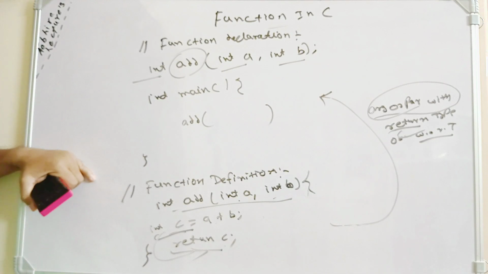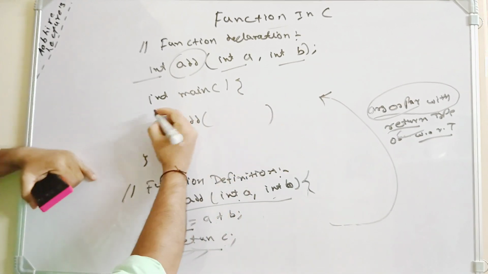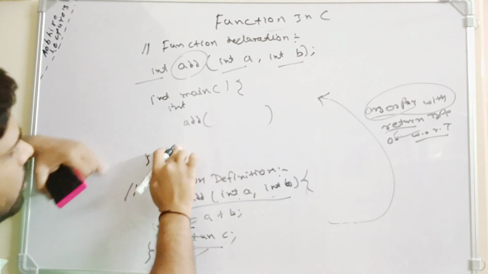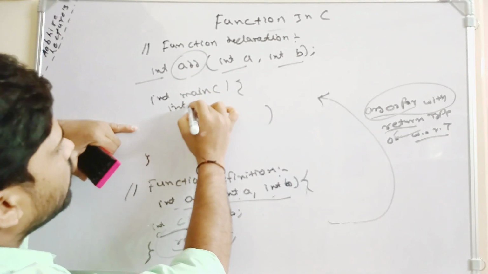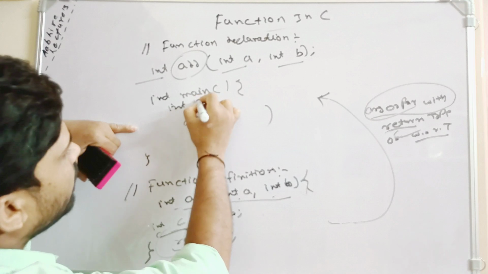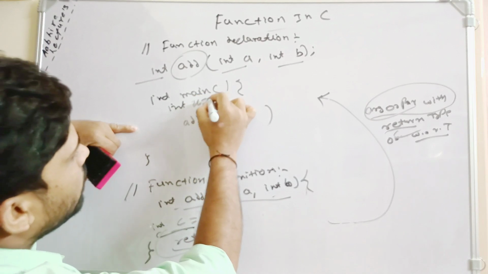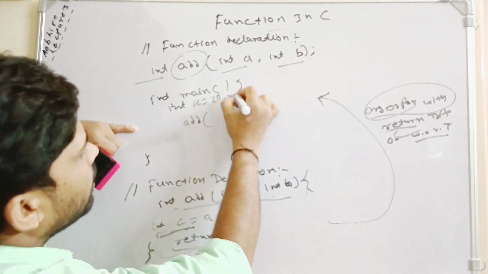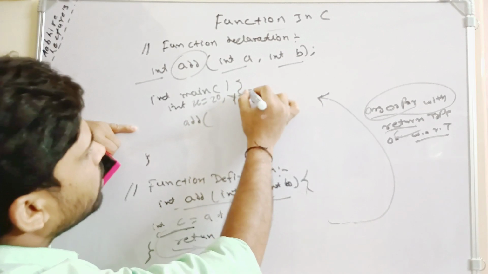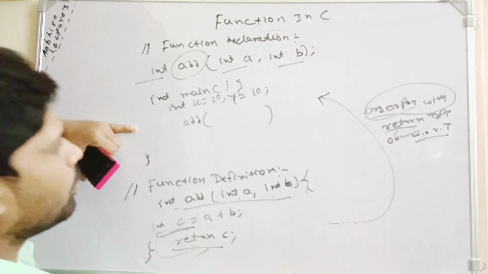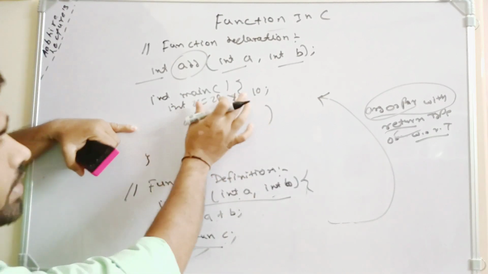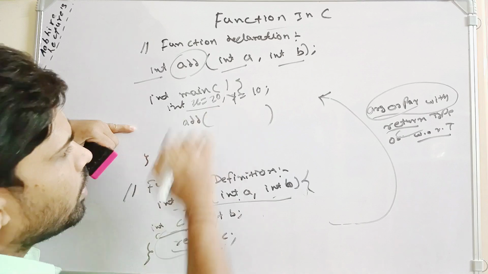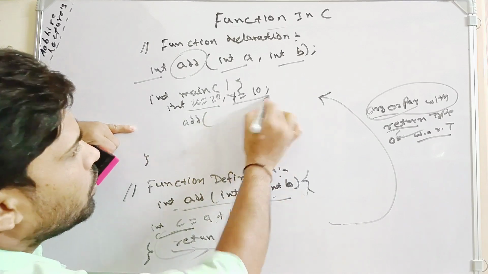You can give the same arguments or you can change them. So I will create some different values. int x equal to 20, and y equal to 10. Here I have taken two variables, x and y, where we are assigning x equal to 20 and y equal to 10.